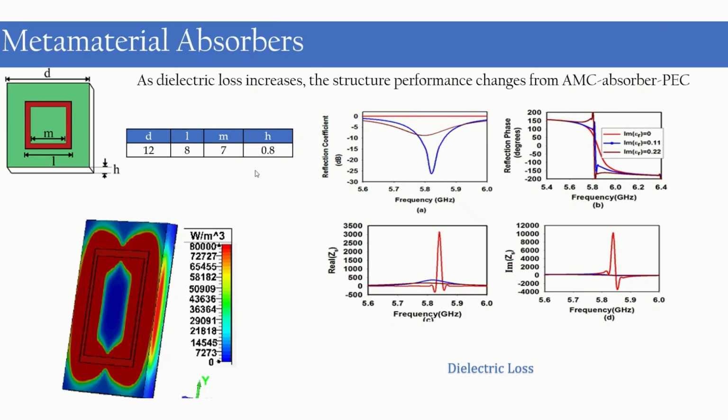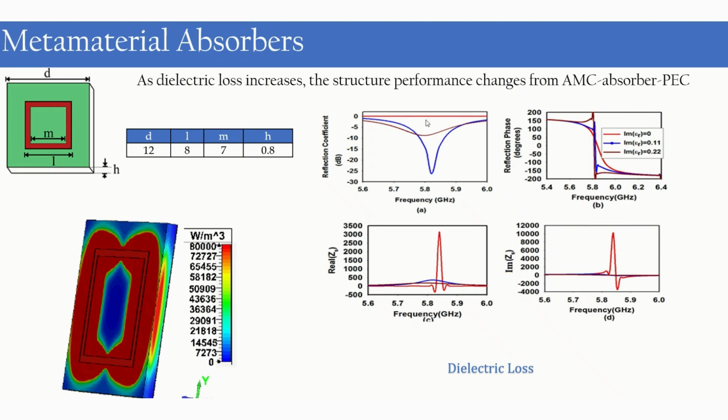In this video, we are going to analyze how we can simulate the metamaterial absorbers in CST. So I'm going to consider this structure where D is the periodicity, L and M are the dimensions of the loop. Here you can see that the imaginary part of the permittivity means the loss in the dielectric, and if the loss in the dielectric is 0, you can see this red curve.